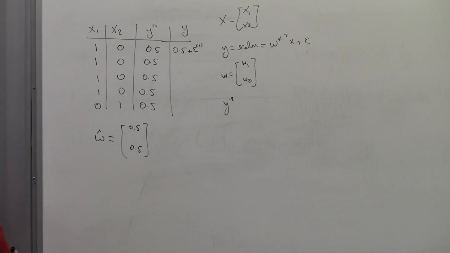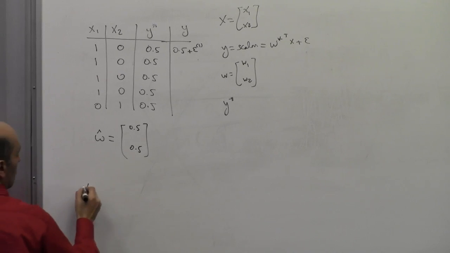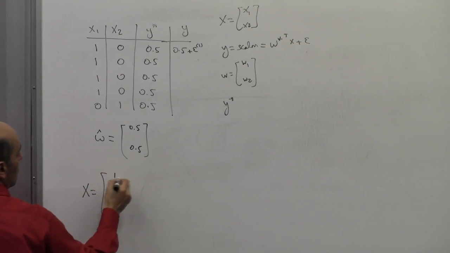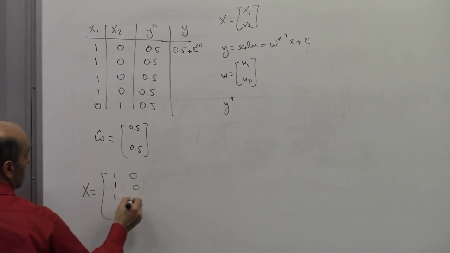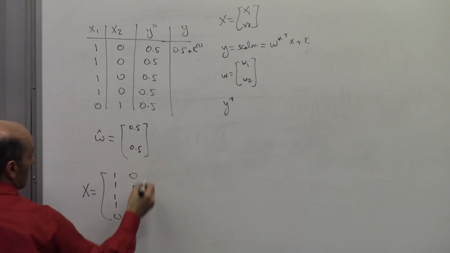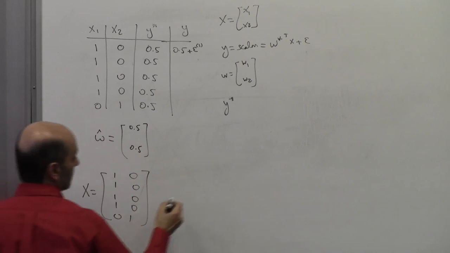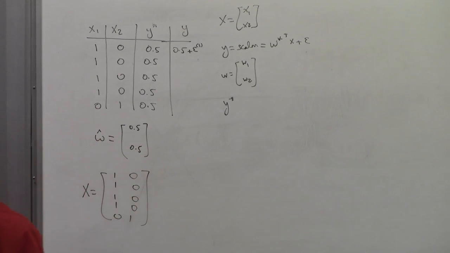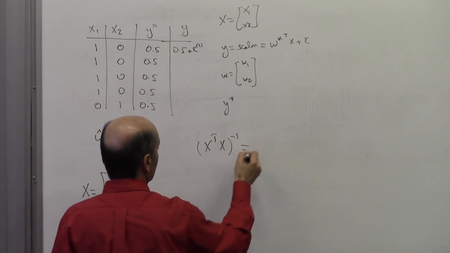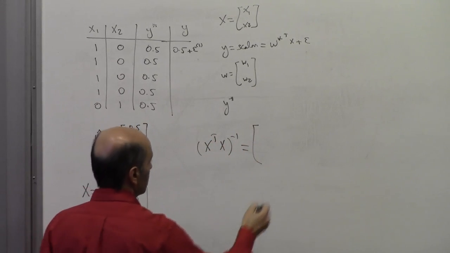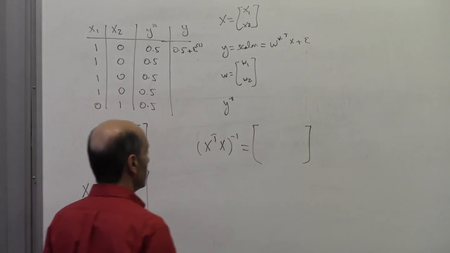Well, let's compute it. So what's x? X is equal to 1 0 1 0 1 0 1 0 0 1. I multiply this by x transpose and I invert it like this. And what do I get? I get x transpose x inverse. It's going to be equal to some matrix here. But now let's see if you can guess what's going to go in this matrix.